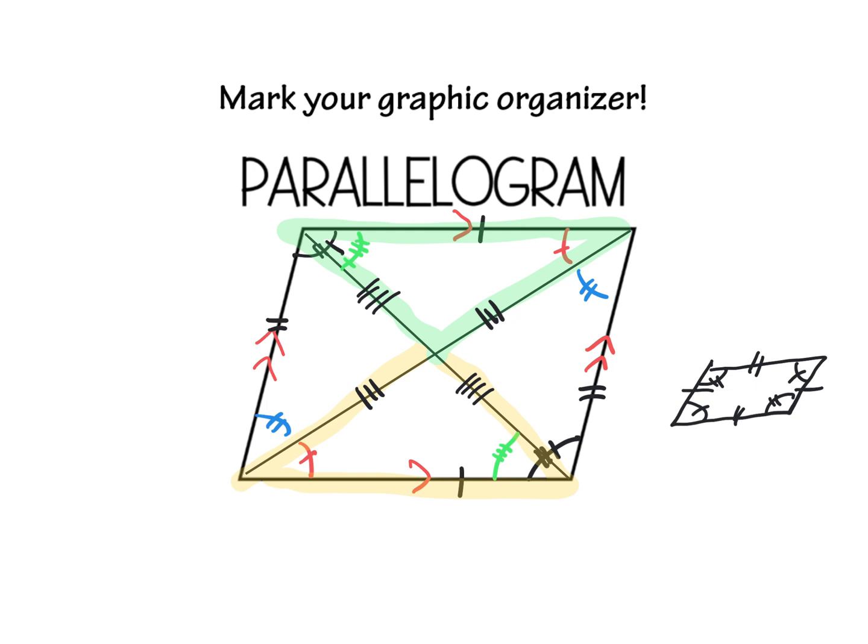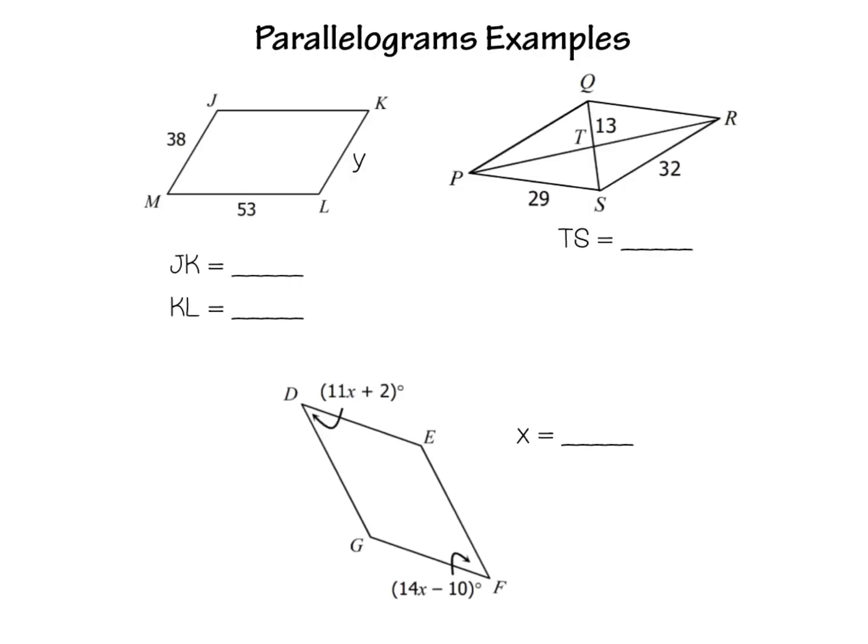All right, so 3 big takeaways from our parallelograms. Opposite sides are congruent, opposite angles are congruent, and the diagonals bisect each other. All right, so same routine. Pause the video, try those problems on the next, and then start the video again when you're ready.